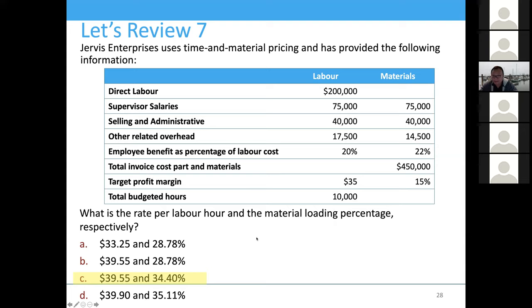So similar ideas for this side, okay? For this side, 75, 40, you add these two up, that's your labor cost, and you times 22% to figure out the benefit. So then you add them up, and that number divided by 450,000, you should get 34.40%. Okay, Patricia?